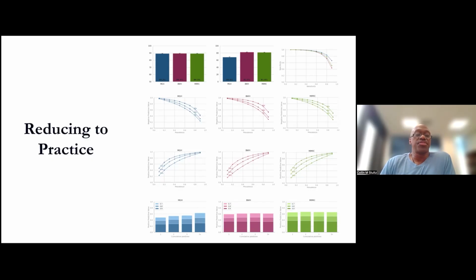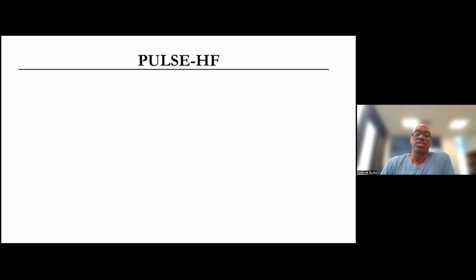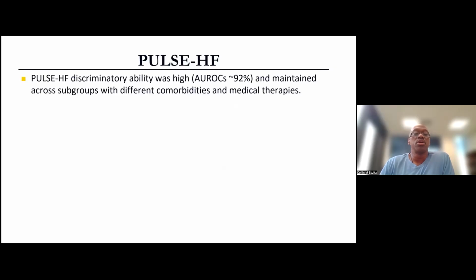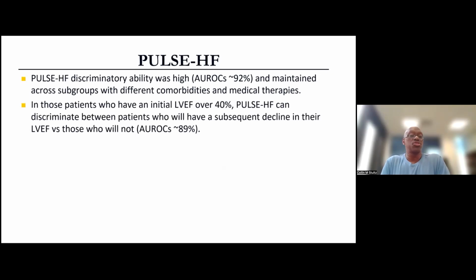So what does all of this mean? Between the AUCs, the sensitivity, specificity, and also the positive predictive values, we think the model overall has good AUCs maintained across different cohorts, different subgroups with a variety of comorbidities and medical therapies. In patients who have an initial EF of over 40%, the method, which we call PULSE-HF, can discriminate between those patients who have a subsequent decline in their LVEF.